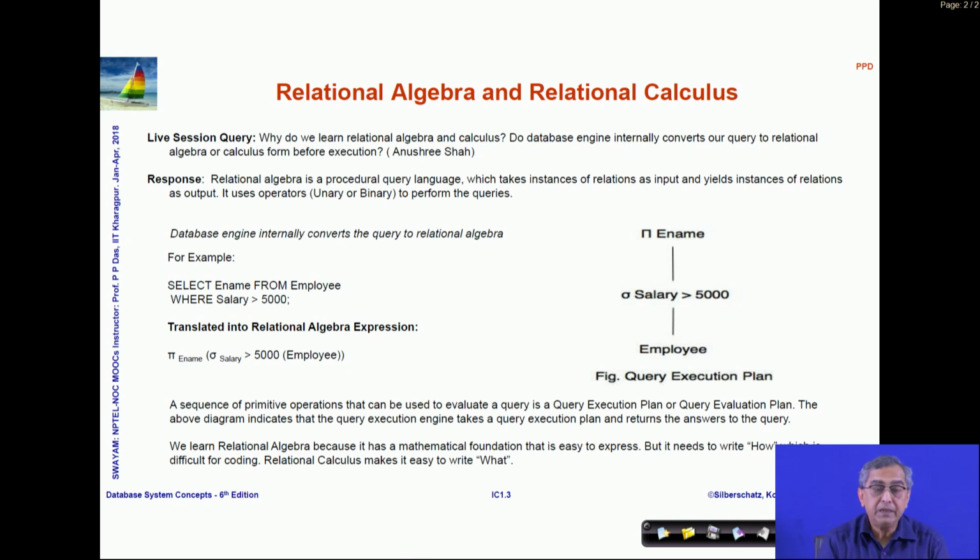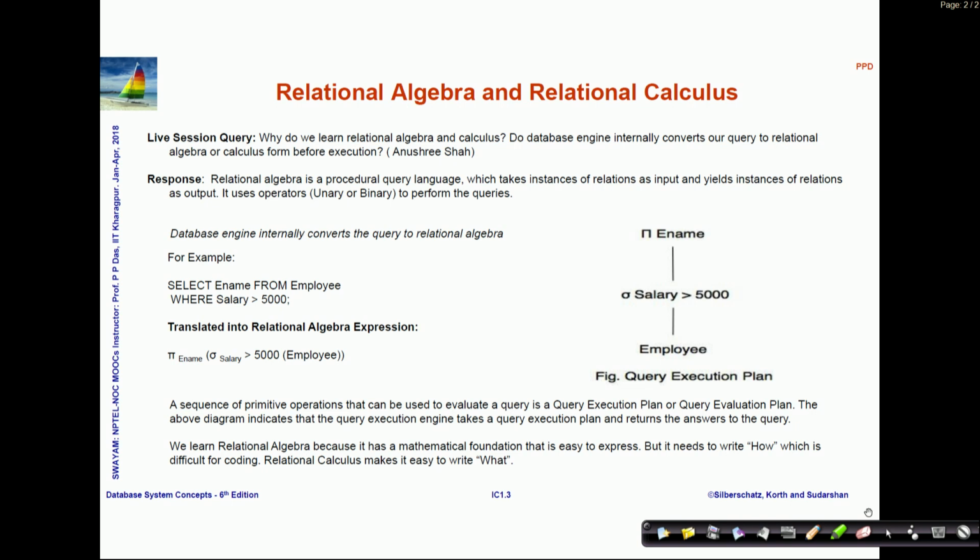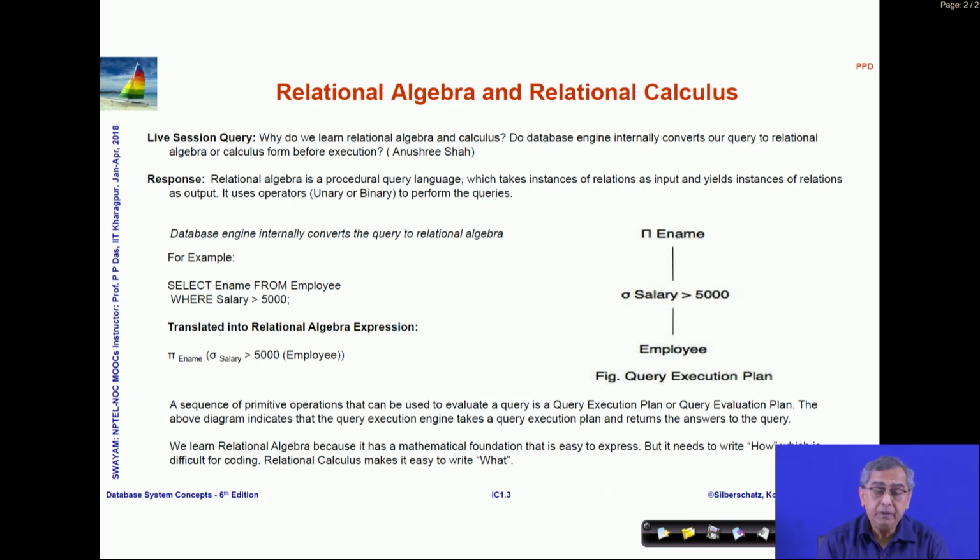What happens internally is, when we write a query, a select from where, you can see an example here. We are writing select ename. ename certainly is coming from the employee table, where ename must be an attribute. Where salary is greater than 5,000. What we mean is, get the names of all employees from the table who earn more than 5,000 as salary.